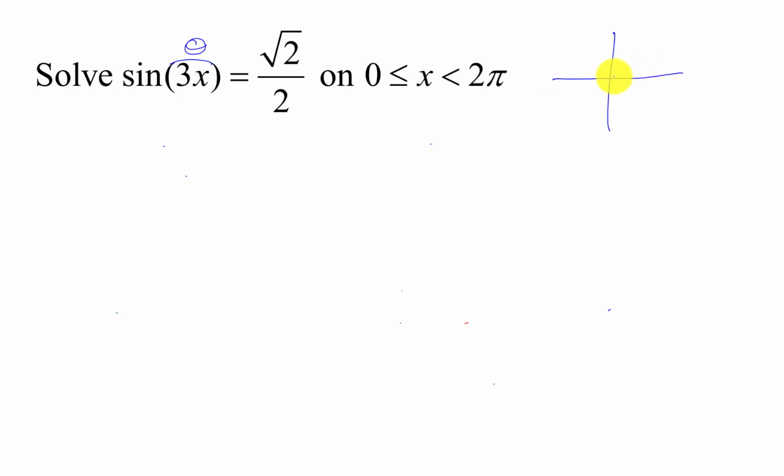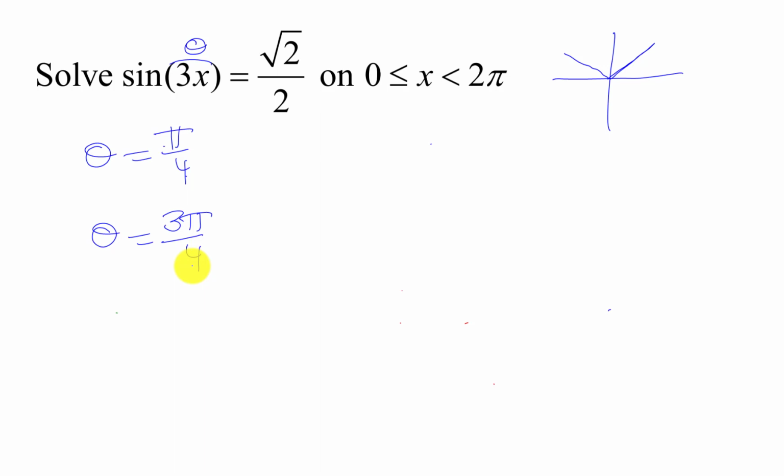Well, if we think of this, we know at pi fourths that would be true. And the sine is also positive in quadrant 2 at the multiple, so 3 pi fourths. So theta equals pi fourths, or theta equals 3 pi fourths. Now that would be our answer if it was theta, but it's not theta, it's 3x.